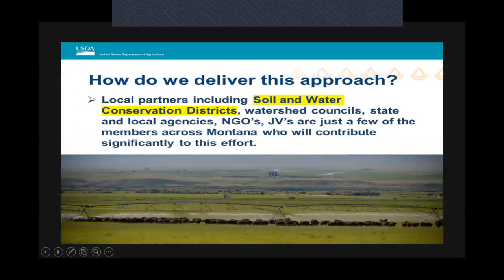Covered this, but the partners we really work with as we deliver our locally led conservation could be districts, watershed councils, another federal agency, or a joint venture. Joint ventures, we have 3 in this state: the Intermountain West joint venture, the Prairie Pothole joint venture, and the Northern Great Plains joint venture. If you don't know who those folks are, maybe they're new to you, reach out to your DC and ask them who those folks are.